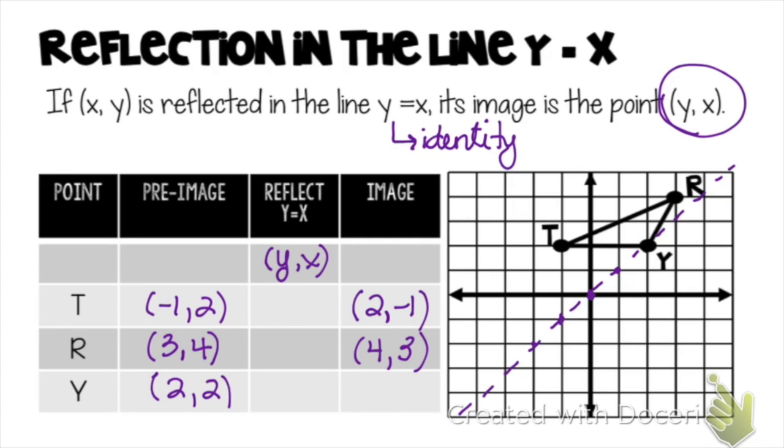And then this point 2, 2, if you look at it, it's sitting on that dashed line. So it doesn't actually move because it's already, it's a mirror image of itself, basically. So 2, 2 is going to stay the same. If we plot the points, we're going to be at 2, -1. At 4, 3. And then the point 2, 2 is still going to sit right on top of itself. So it almost looks like a little butterfly.